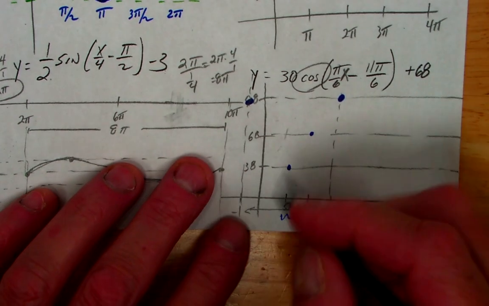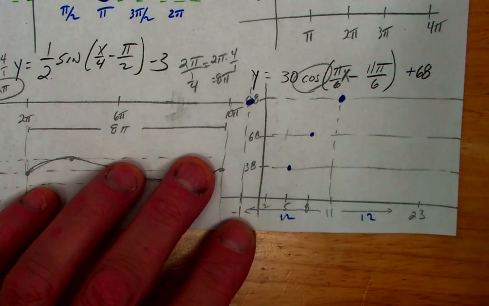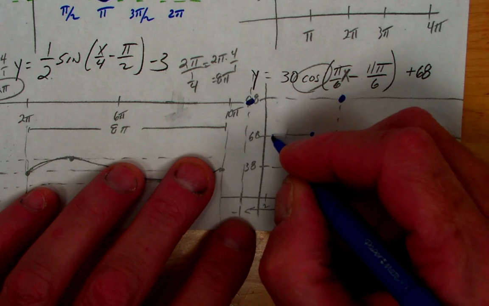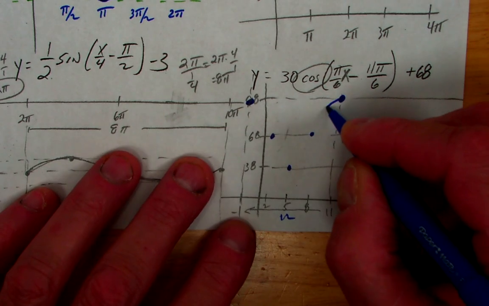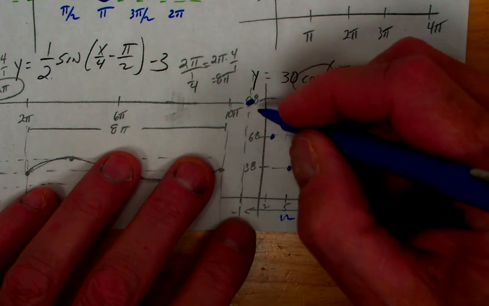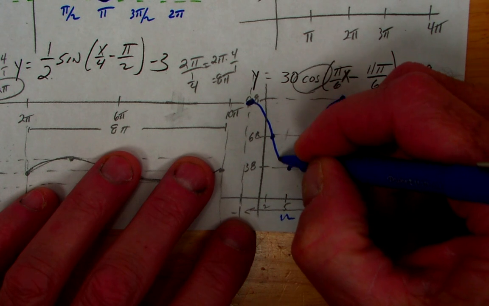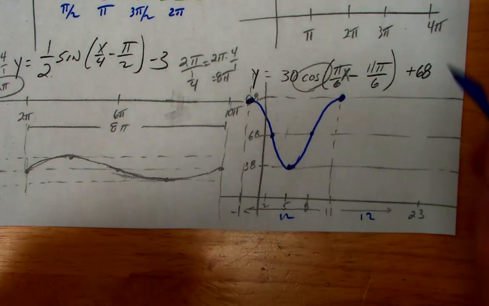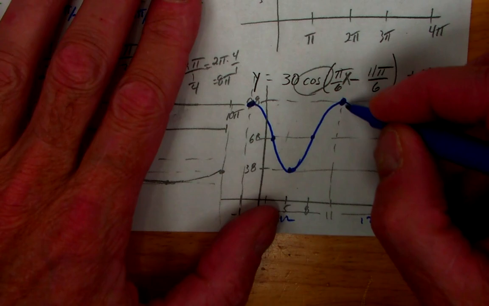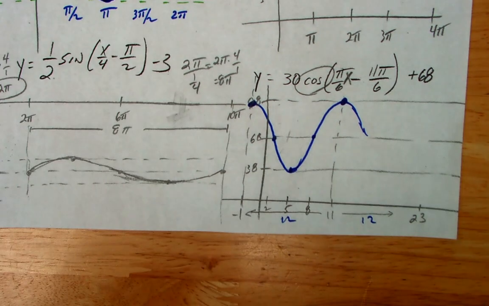And at 2, it's going to be back to midline. 5, 23. So it's going to continue to do that same thing.